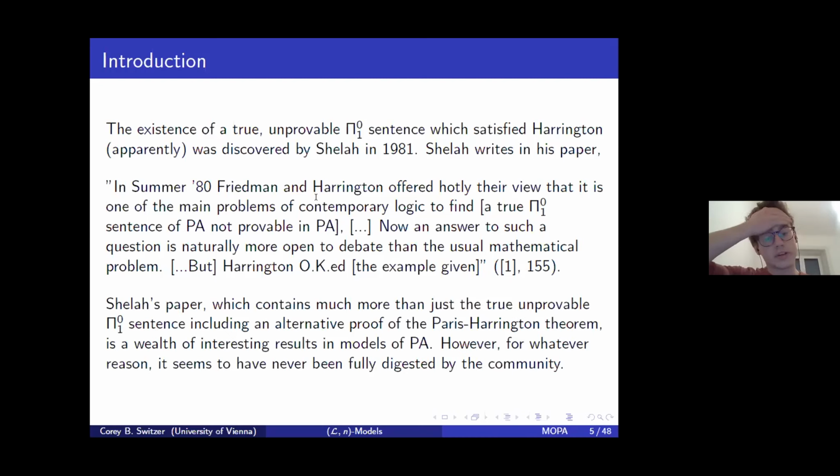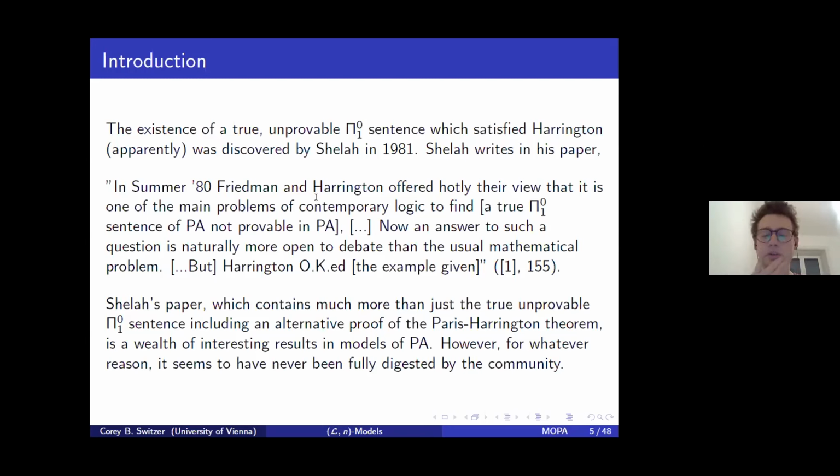And this paper that he wrote is an amazing paper. It has just this wealth of ideas. It has a lot more in it than just this one example. He also gives an alternative proof of the Paris-Harrington theorem, which I'm going to talk about in a little bit. And he talks about Π^1_1 comprehension, and natural theories of incomparable consistency strength. All of these different things.